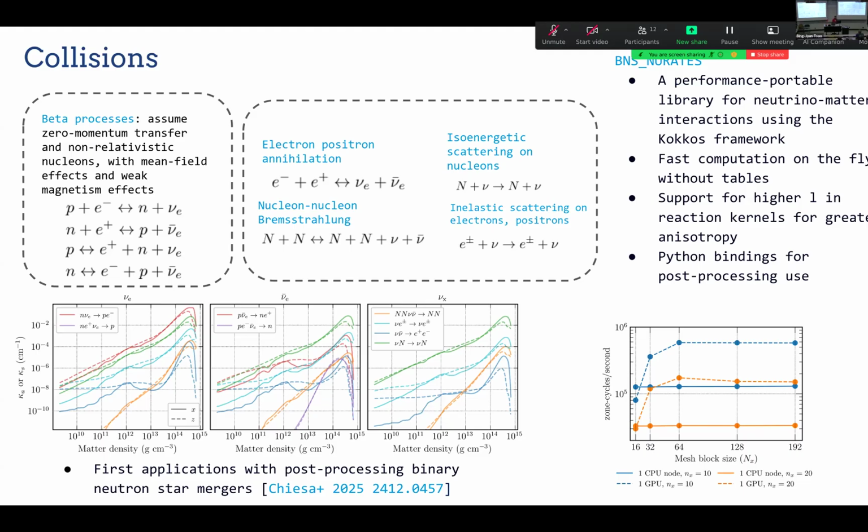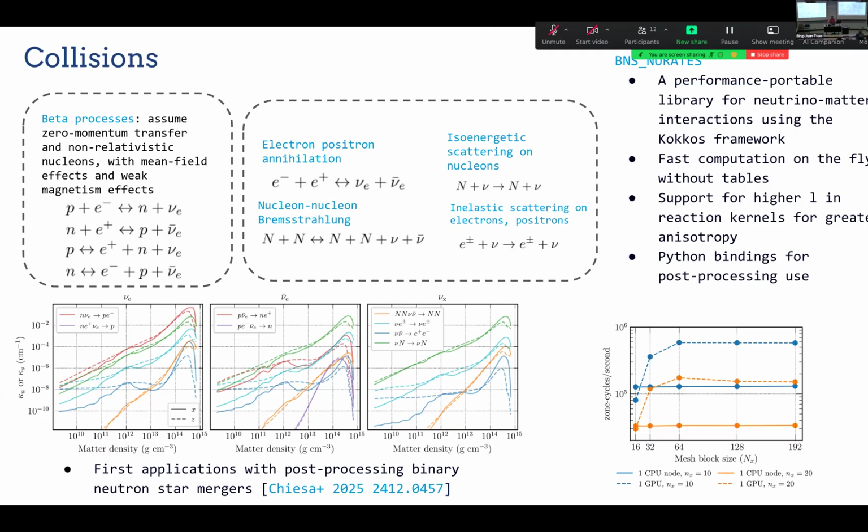And the library is actually sufficiently performant. It's been optimized to run well on GPUs. So if you look at the performance plots on the right of the screen, you essentially have the zone cycles per second, which is a measure of how performant it is, as a function of mesh block size. A mesh block is essentially a quantum of the grid of AthenaK.